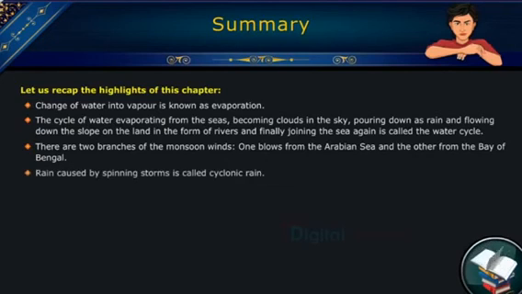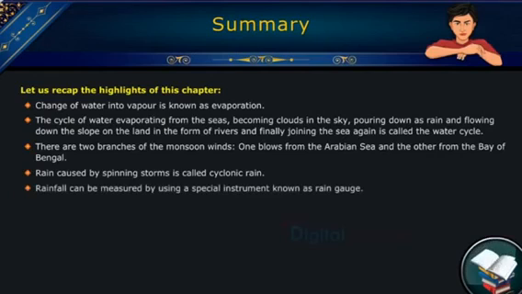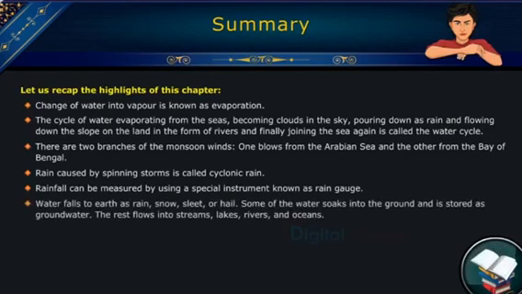Rain caused by spinning storms is called cyclonic rain. Rainfall can be measured by using a special instrument known as rain gauge. Water falls to earth as rain, snow, sleet or hail. Some of the water soaks into the ground and is stored as groundwater. The rest flows into streams, lakes, rivers and oceans.